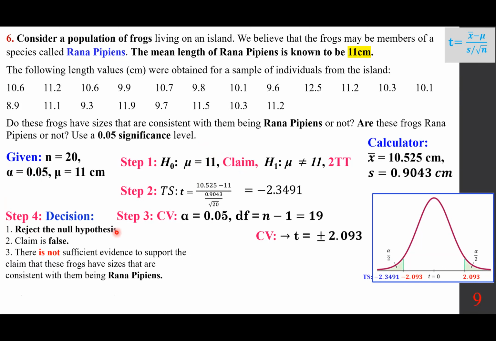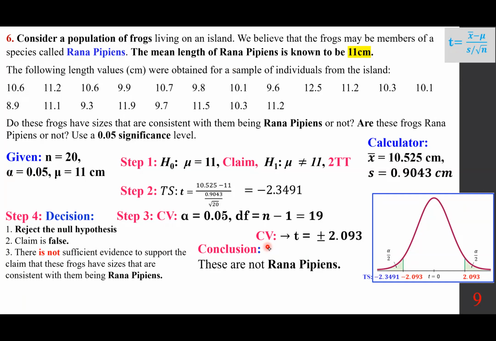So reject the null hypothesis, the claim becomes false, so they are not, which simply put means the conclusion is these are not Rana pipiens. These are not the type of frog we were thinking, according to this calculation.